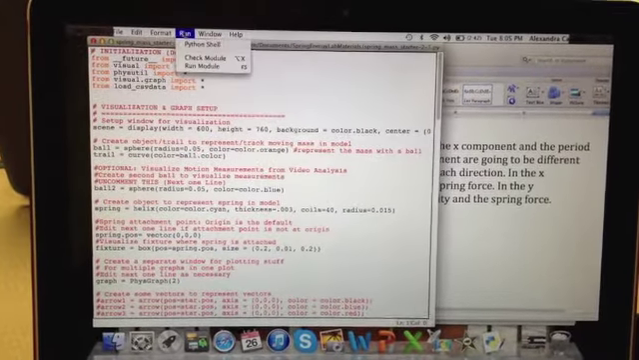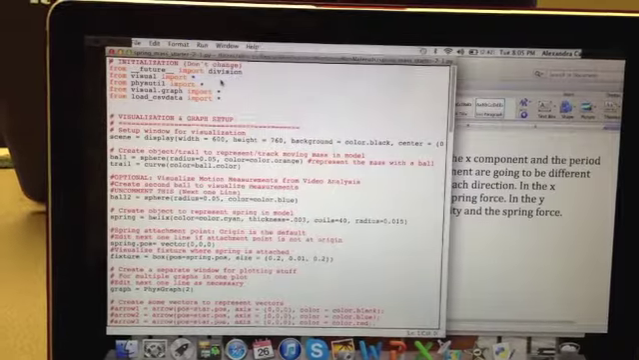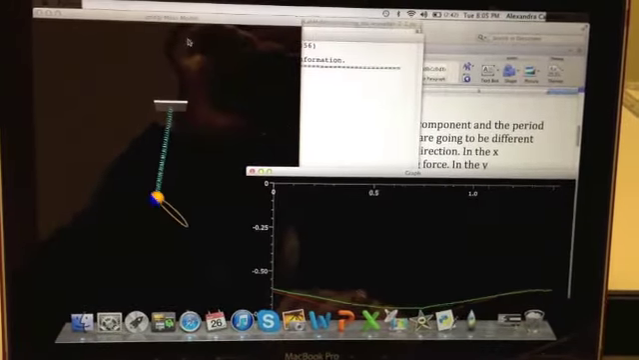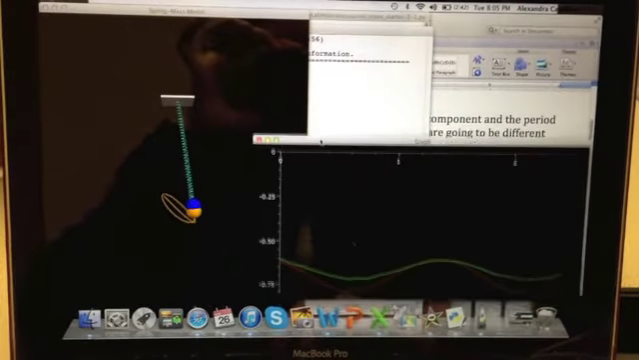This is the VPython. And here it shows the model. Pull the graph up a little bit.